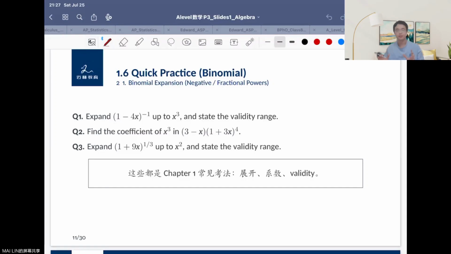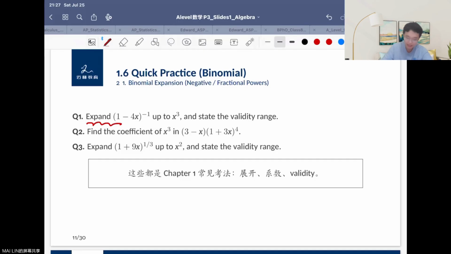Okay, hello guys. Last lesson we learned about the binomial expansion, right? So here is the exercise for this lesson. Let's try to understand how to expand it. In the first problem, we expand (1 - 4x) to the power of negative 1 up to x cubed and find the validity range.